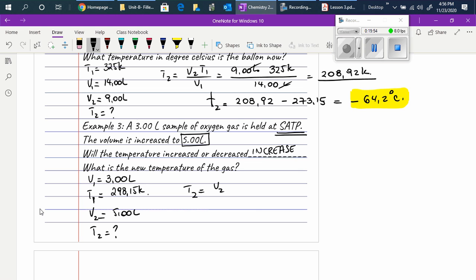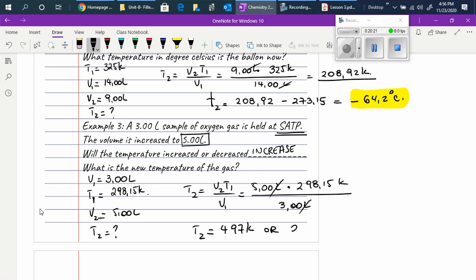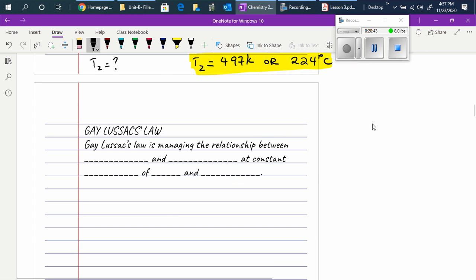Temperature 2 will be V2 T1 over V1, and this will be 5.0 liters times 298.15 Kelvin over 3.0 liters. So liters and liters cancel out. So the temperature will be 497 Kelvin or 224 degrees Celsius. If the question is asking you for Kelvin, then you have to record 497. And if it is asking for degrees Celsius, then you have to record 224 degrees Celsius.